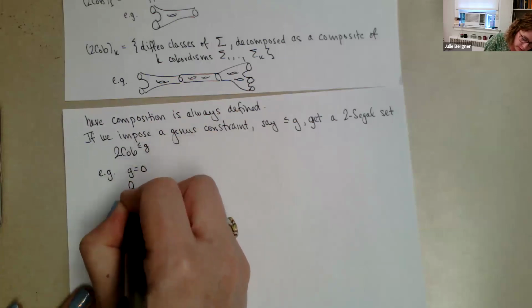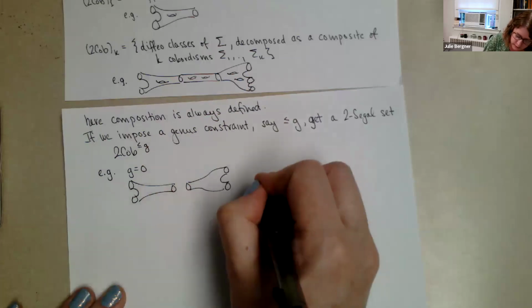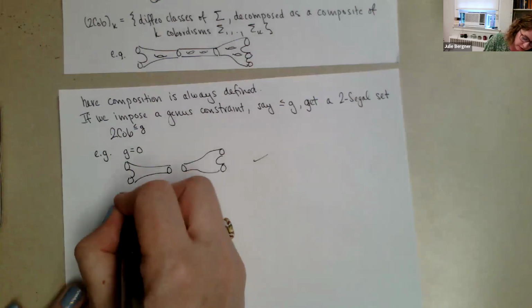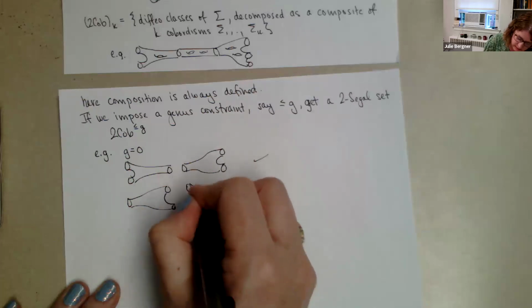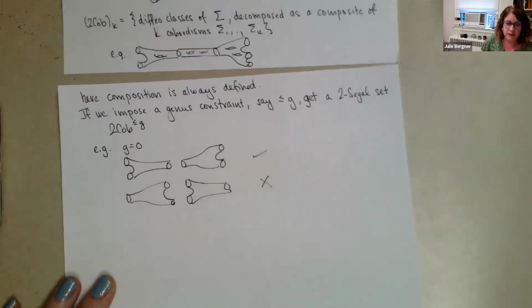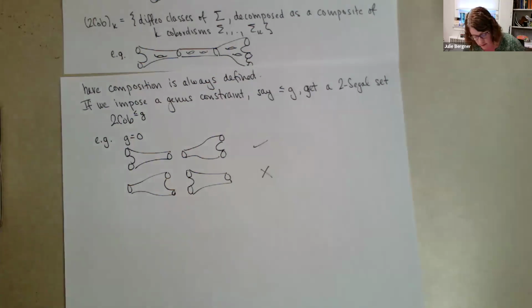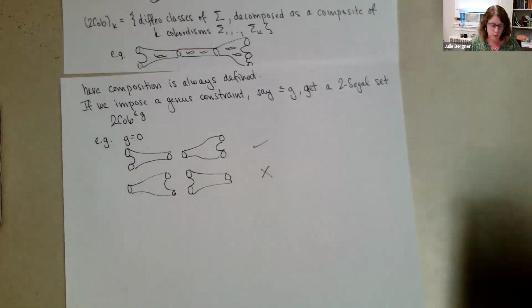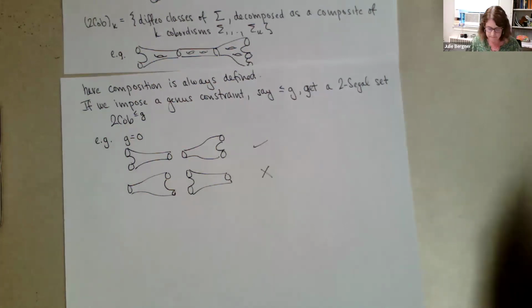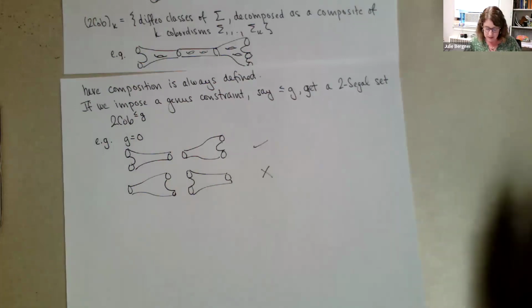So this is even interesting just when G equals 0. You could compose a pair of pants in this direction where you just glue the circles. But if you do the other gluing, where you glue the two circles together, this would not be allowed because you would create genus. This apparently comes up in TQFTs, where you want to impose conditions like this. So it's just another example of where we can find these 2 Segal structures in the wild.